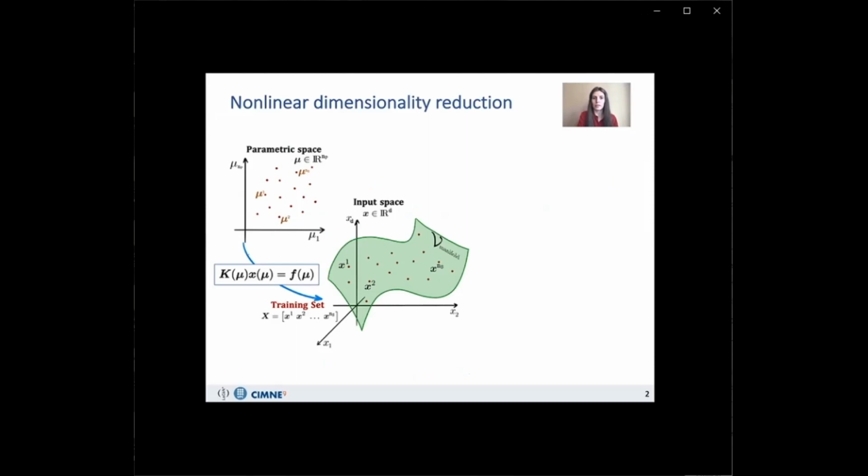The KPOD is classified as a posteriori reduced order model, so the first step is to compute the training set, which is a family of solutions to the problem corresponding to a sampling of the parametric space.